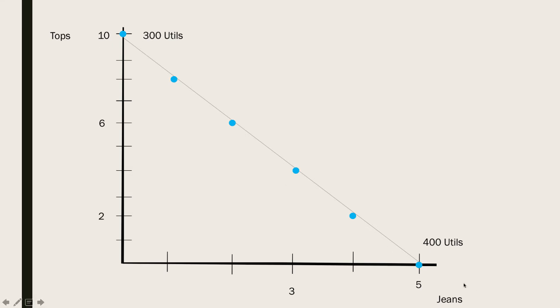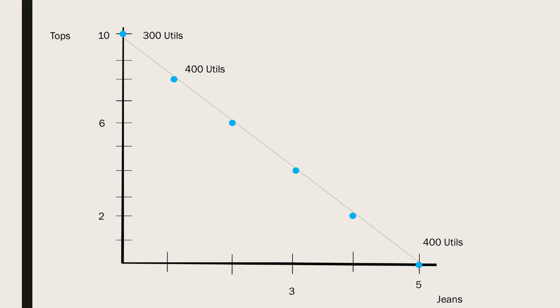So let's look at the combination of tops and jeans and how much total utility they give me. If I were to consume 8 tops and 1 pair of jeans, my total utility is going to be 400 utils. To get that, 8 tops gives me a total utility of 280, while 1 pair of jeans is going to give me a total utility of 120. I simply added those numbers together to get the 400 total utility from 8 tops and 1 pair of jeans.